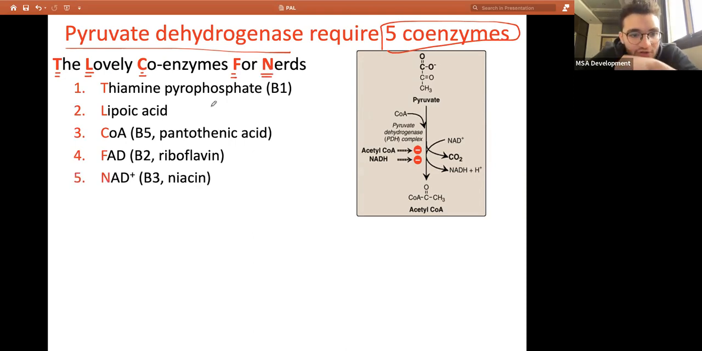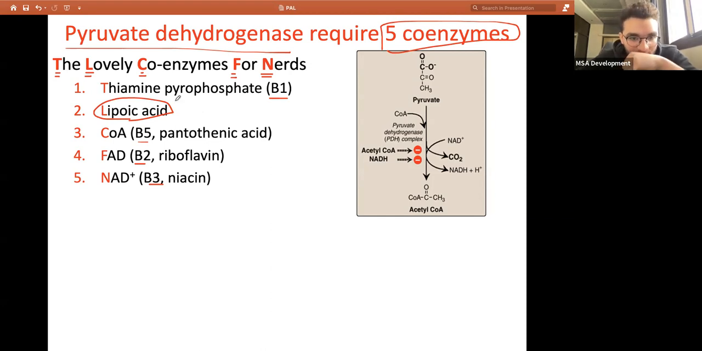You do realize that they have B1, B5, B2 and B3. These are vitamins: vitamin B1, vitamin B5, vitamin B2, and vitamin B3. Okay. So you have to know which one forms which one. But we do have an exception: lipoic acid is not formed from any vitamin. It's the only one that is not made from any vitamin.